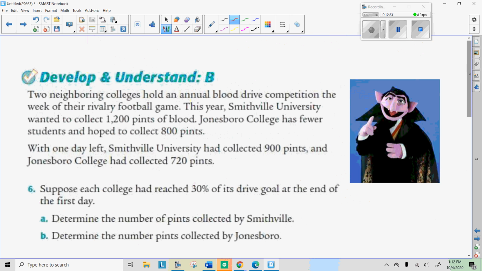Blood drive. So two neighboring colleges hold an annual blood drive competition. This year, Smithville University wanted to collect 1,200 pints, and Jonesboro College wanted to collect 800 pints.